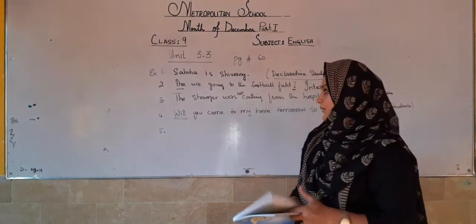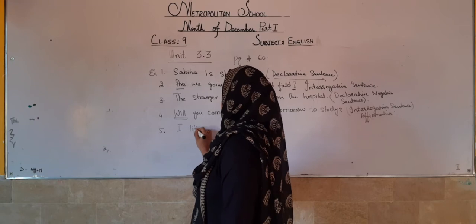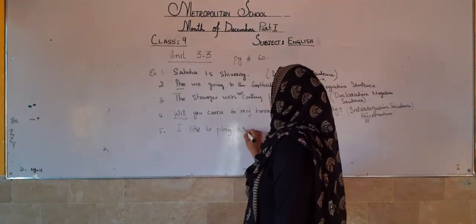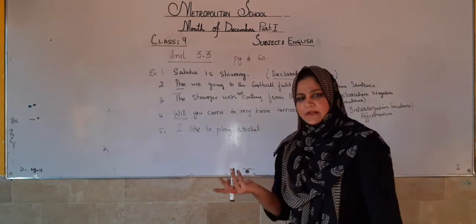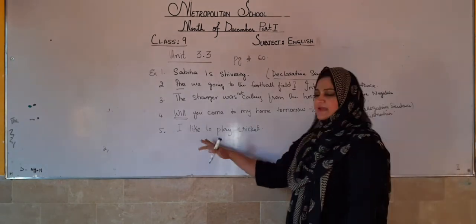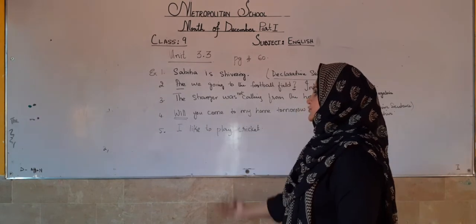I like to play cricket. Which type of sentence is this? I like to play cricket. Fine. This is a declarative statement. I like to play football. I like to go to the park. I like to go to the gym. These are declarative statements. So, I like to play cricket. This is a declarative statement.